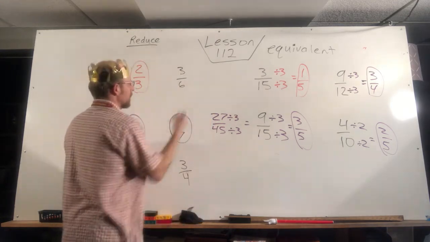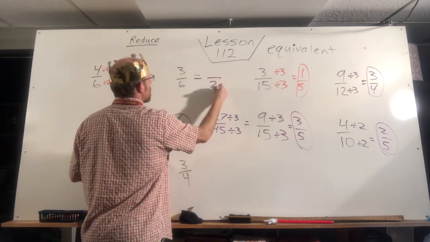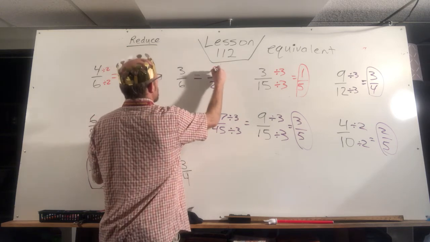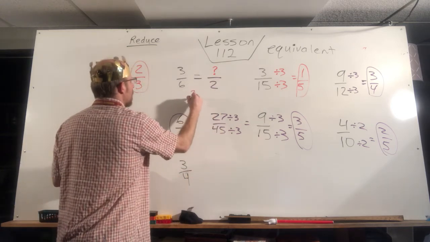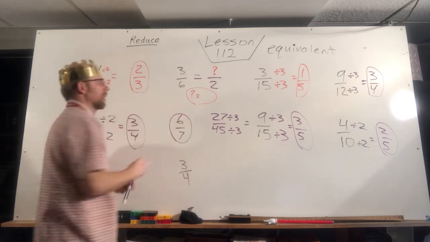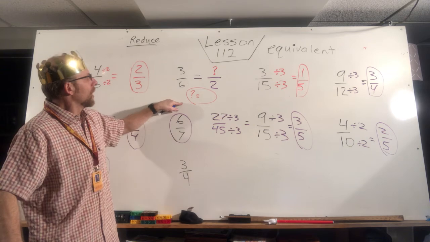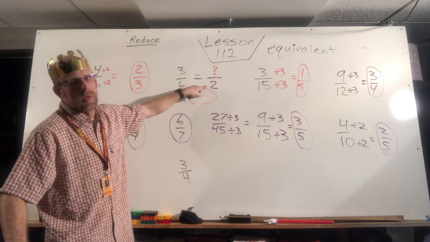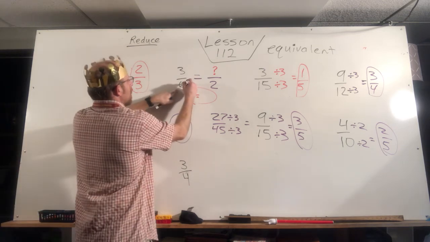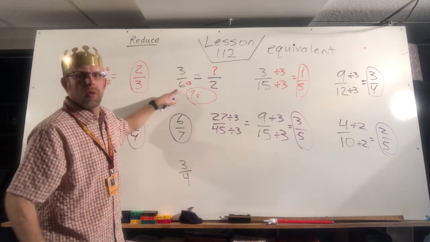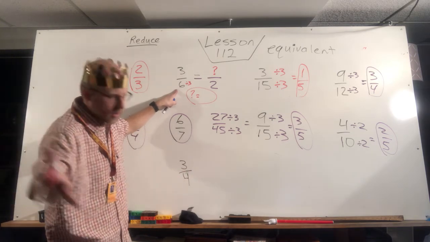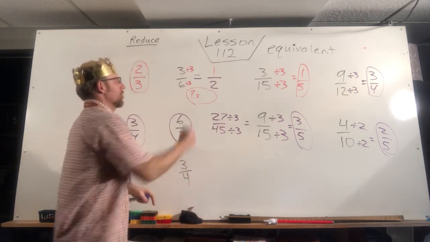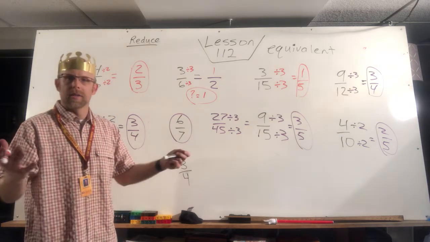This equals, and let's say this is a 2, and this is a question mark, and you have to figure out what is the question mark. Well, you figure that out by going, how do I get from 6 to 2? Well, I divide by 3. Whatever I do to the bottom, I do to the top. So 3 divided by 3 is 1. So question mark equals 1. Is that cool or what?